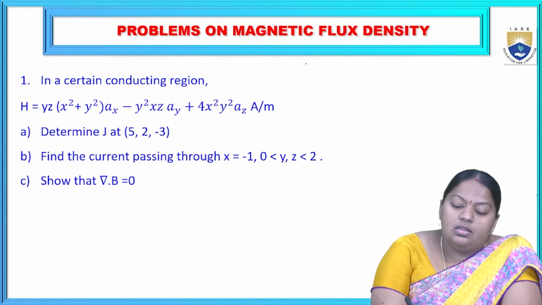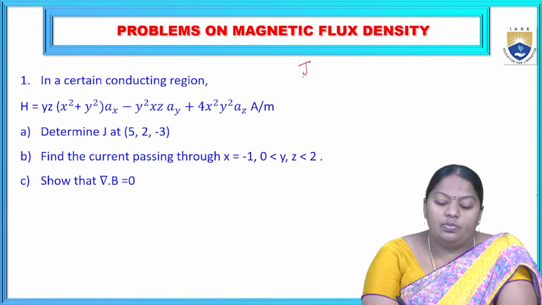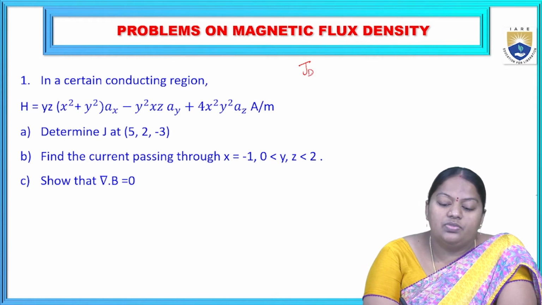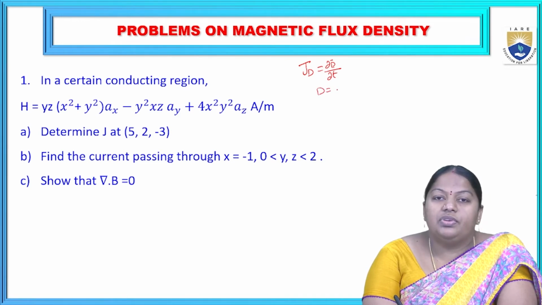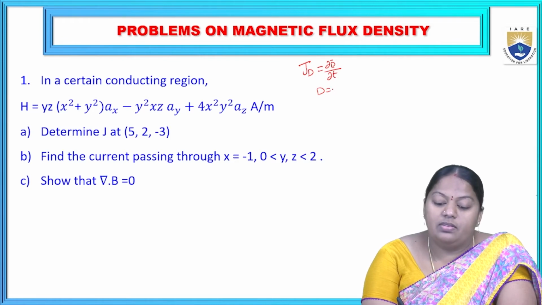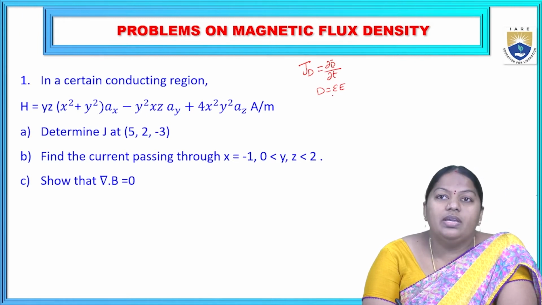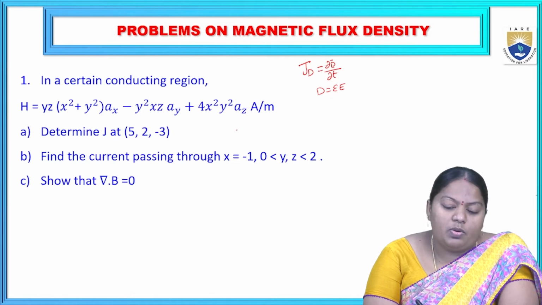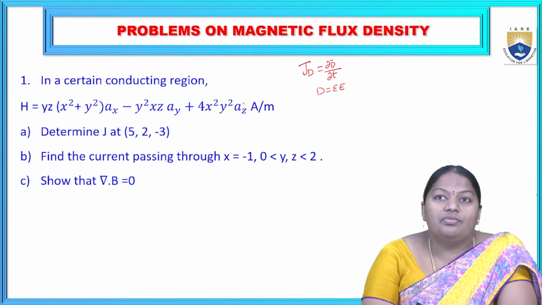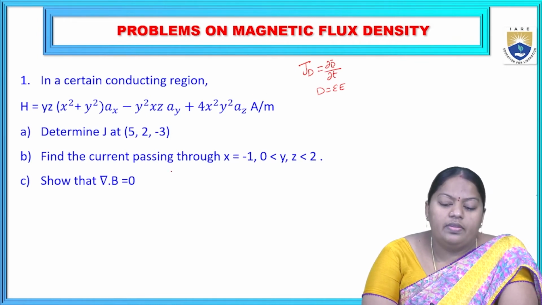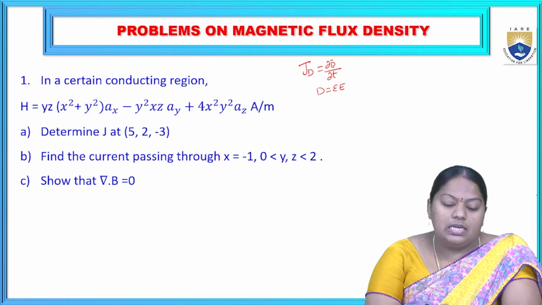Generally, the displacement current density is represented with J, and D stands for displacement, so J_D is equal to dou D by dou t, where D is the electric flux density. The relation between D and E, the electric flux density and electric field intensity, is given by D equal to epsilon into E. So J_D equal to dou D by dou t. Now the first problem is on magnetic flux density, which we'll solve, then we'll move on to the displacement current density.